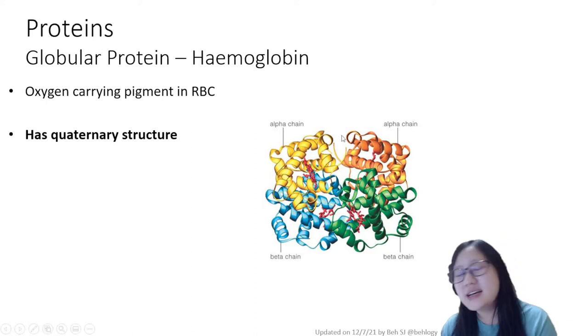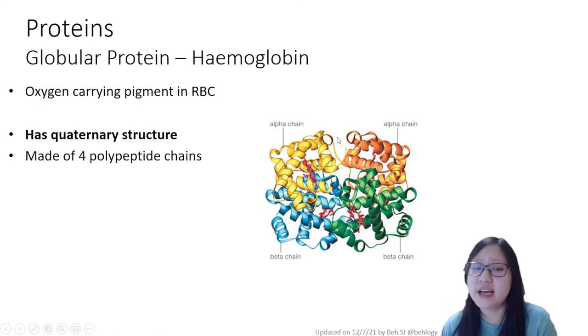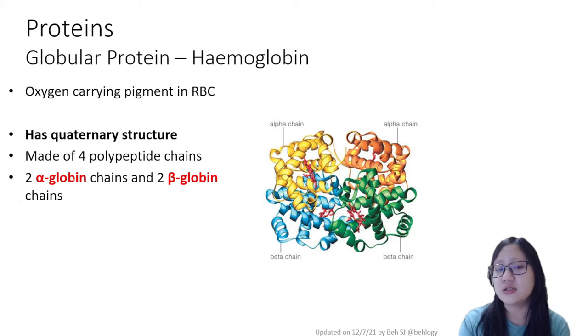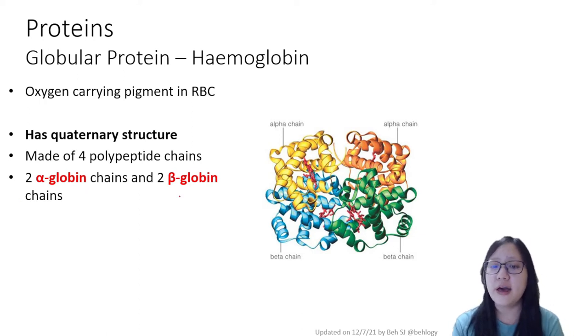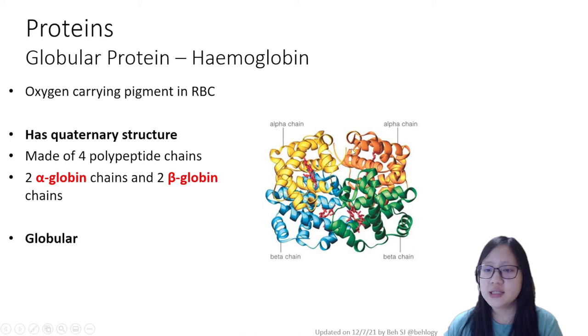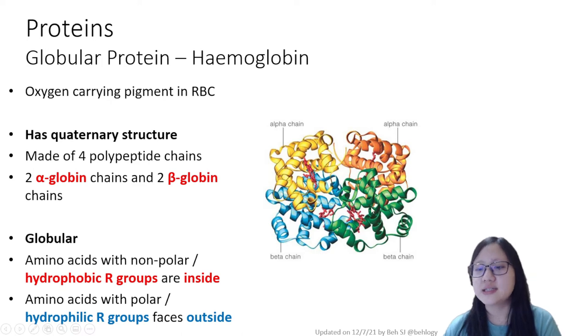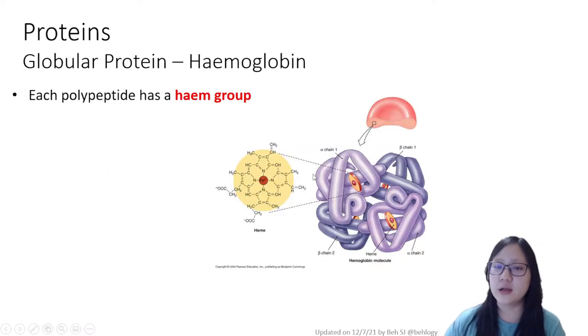Now, it has four polypeptide chains, and therefore it's a quaternary structure. And these four polypeptide chains are actually two alpha globin and two beta globin chains. By the way, it's not goblin, whatever Korean drama you're watching. No, it's globin, as in globular. Now, the two alpha chains and two beta chains come together to form this. And as we said, hydrophobic R groups of each of these chains point inside and hydrophilic R groups face outside, making the hemoglobin soluble.